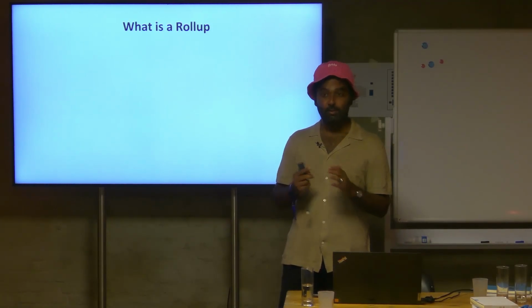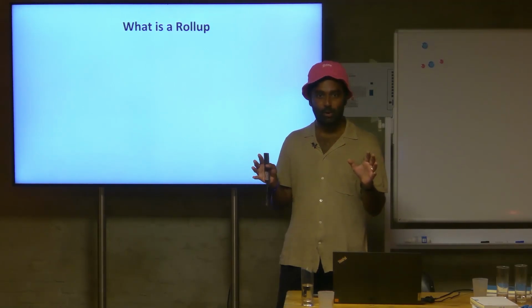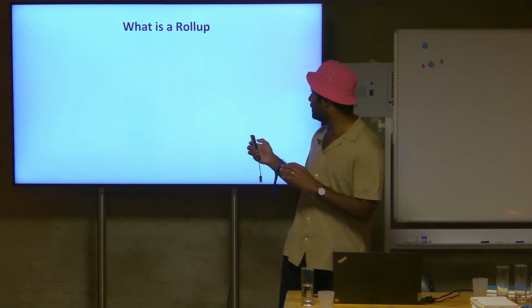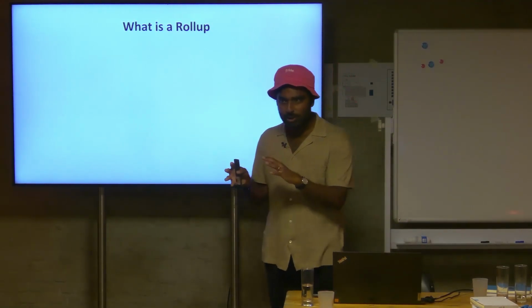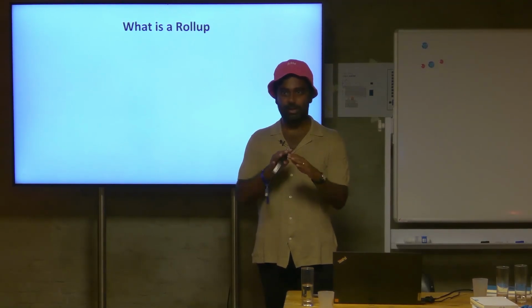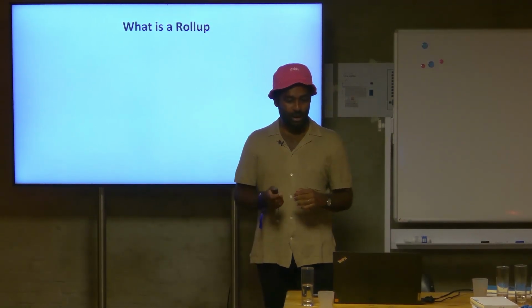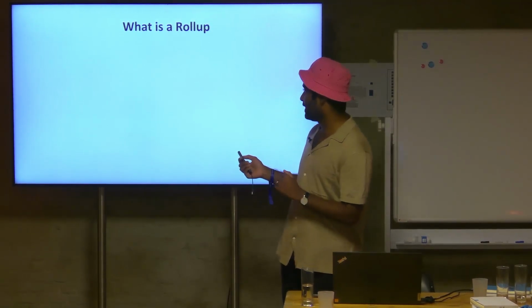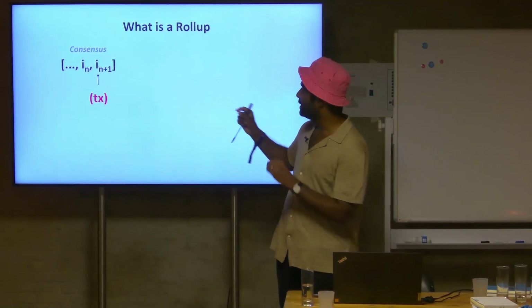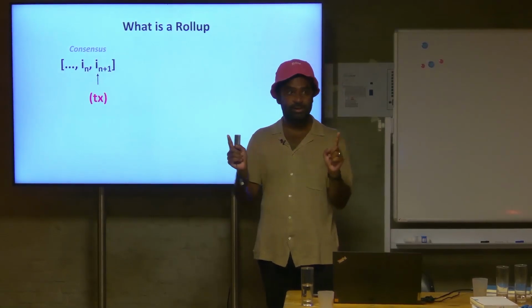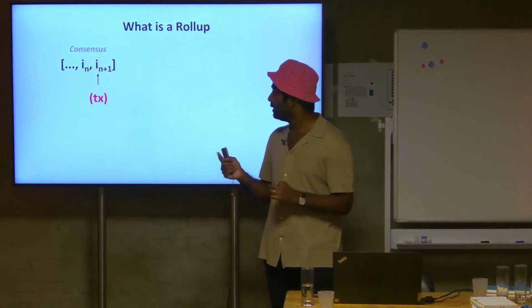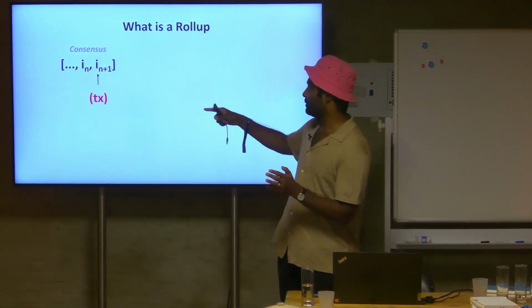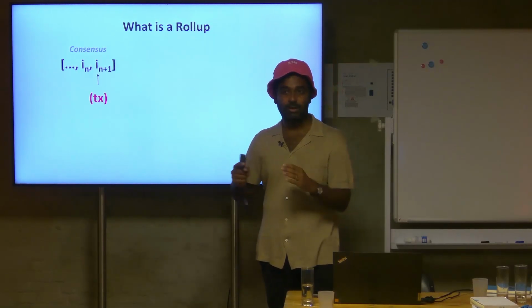So let's start with the very basics: what is a rollup in general? Not a smart contract rollup versus a sovereign rollup, just what is broadly a rollup? This is going to be taken mainly from the talk I mentioned earlier from Kelvin, so shout out to him. A rollup starts off with just an ordered list of transactions. So you have transactions 1, 2, 3, 4, and n plus 1, et cetera.